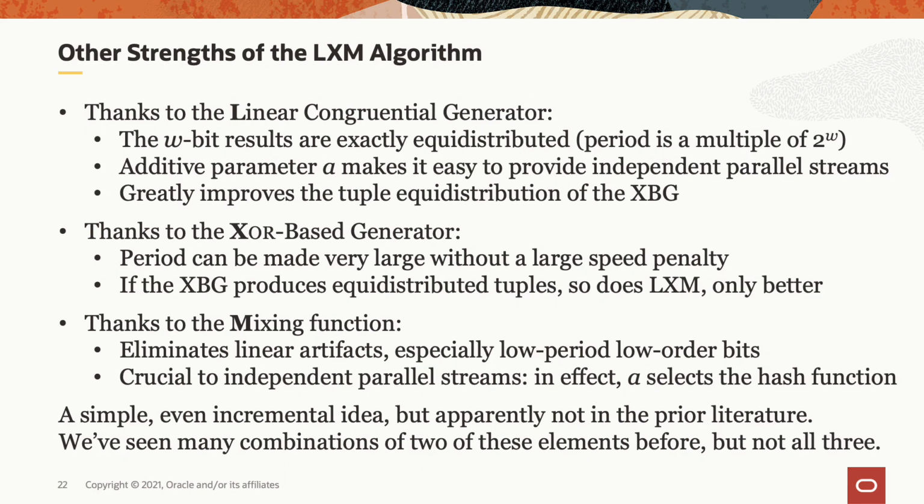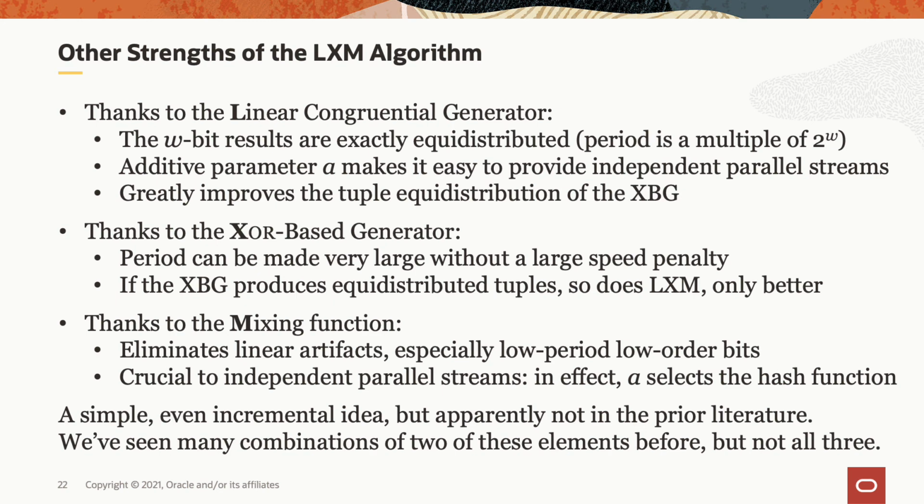Other strengths of the LXM algorithm stem from its specific combination of components. Thanks to the linear congruential generator, the w-bit results are exactly equidistributed. The additive parameter a makes it easy to provide independent parallel streams. And the LCG greatly improves the tuple equidistribution of the XBG. Thanks to that XOR-based generator, the period can be made very large without a large speed penalty. And if the XBG produces equidistributed tuples of a specific length, so does LXM, only better.